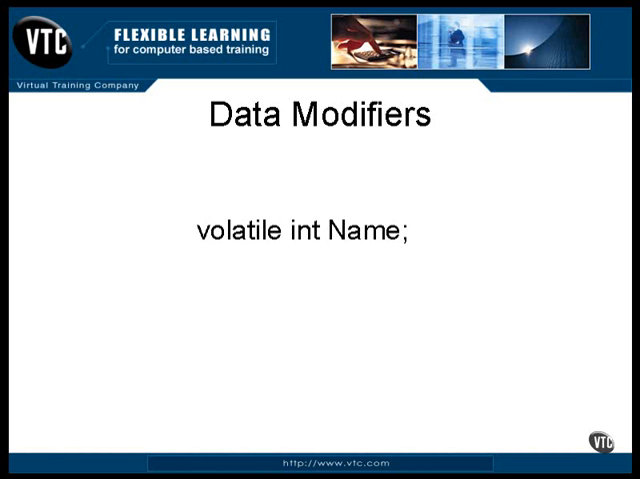Later on, I'm going to be describing how threads work. When you run more than one thread, you have more than one line of execution going on inside your program. If you have a data item that could have its value changed by one thread and possibly used by another, you need to declare that item as volatile.